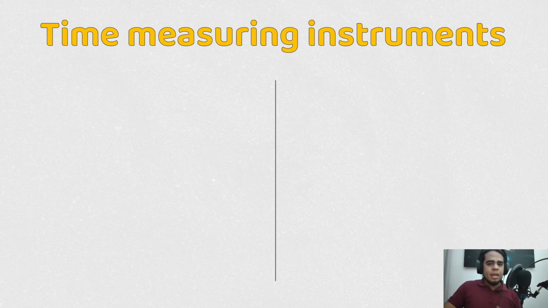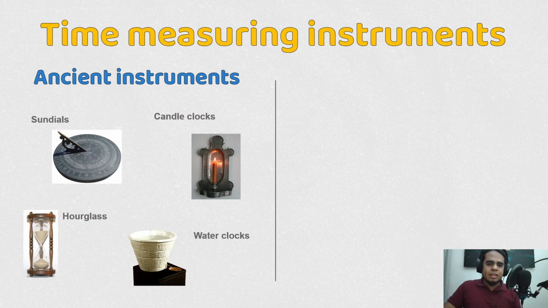And then we have time measuring instruments. For ancient instruments, we have sundials, candle clocks, hourglasses, and water clocks. For example, in the candle clock, we have different marks here, and they are related to the time it takes the candle to descend a portion. In water clocks, we have something similar. They know the relationship of the time that it takes to descend 1 mark, and also to empty the container.